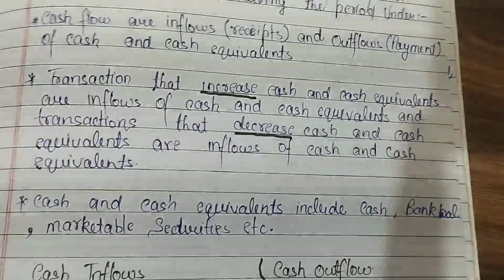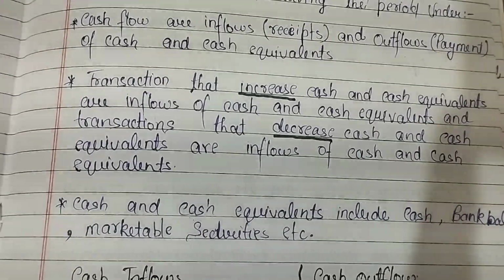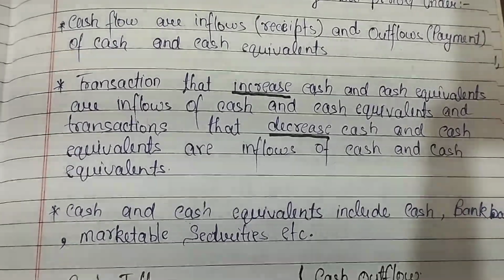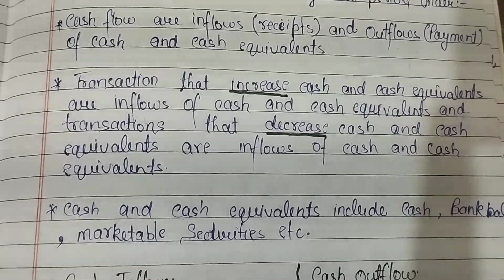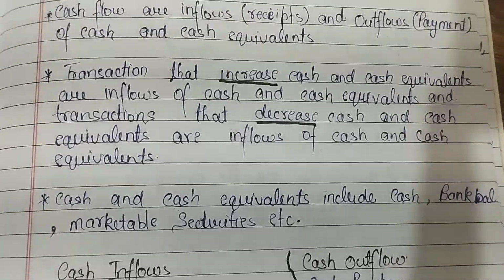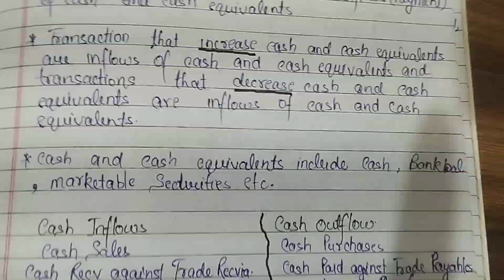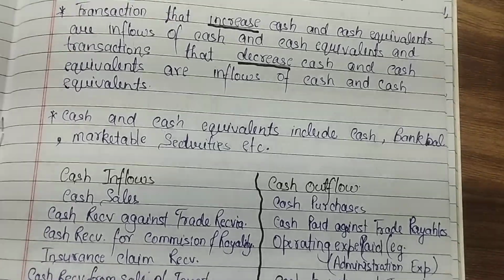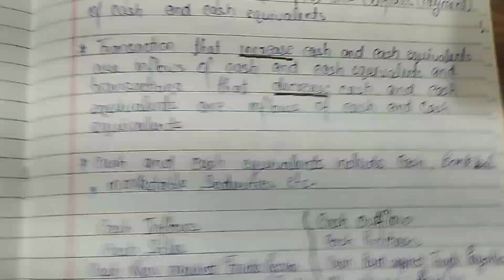Transactions that increase cash and cash equivalents are inflows of cash and cash equivalents, and transactions that decrease cash and cash equivalents are outflows of cash and cash equivalents. Cash and cash equivalents can include cash, bank, and marketable securities.